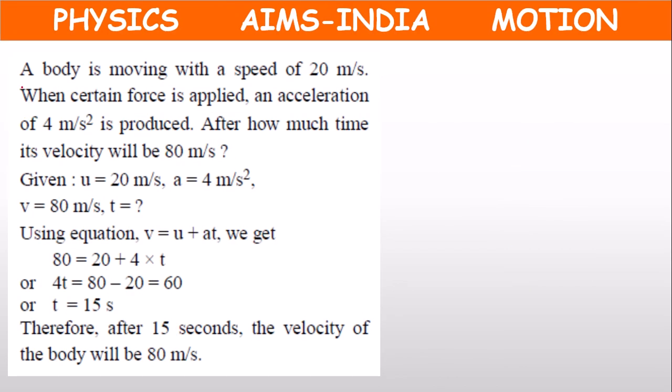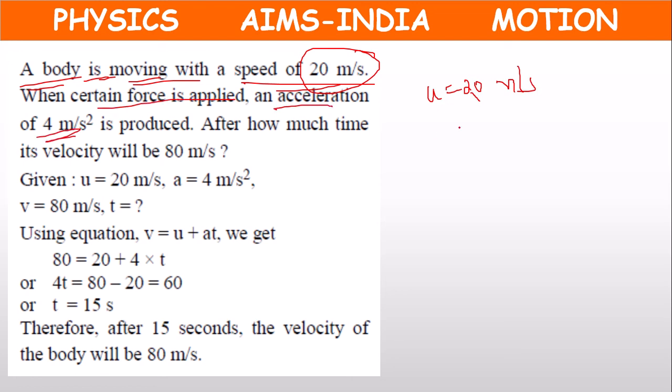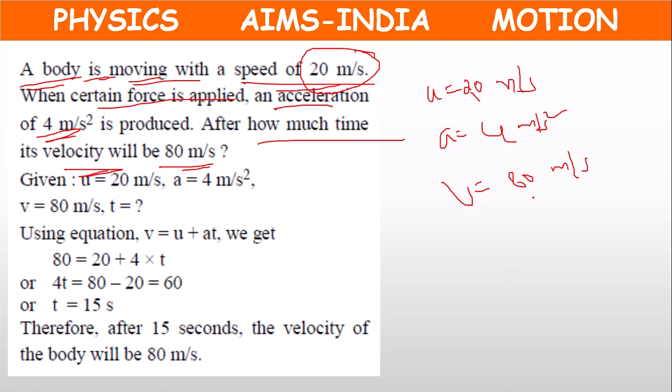So next example. A body is moving with a speed of 20 meters per second. With a speed means let it be the initial speed, it is moving with a speed of 20 meters per second. When a certain force is applied, an acceleration of 4 meters per second square is produced. After how much time will its velocity be 80 meters per second? Its final velocity is 80 meters per second, but after how much time? Time we have to find out.